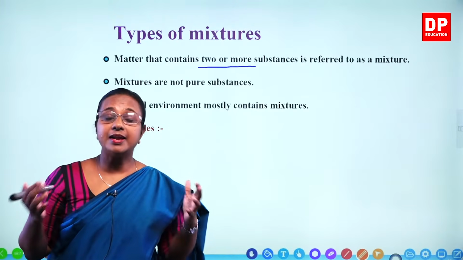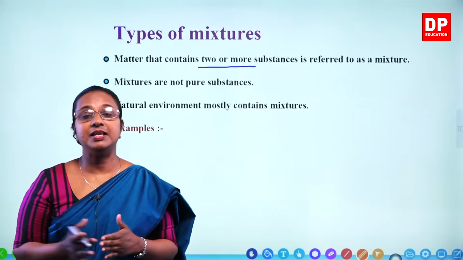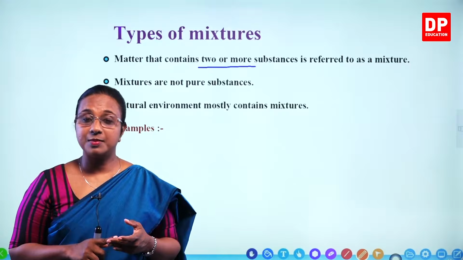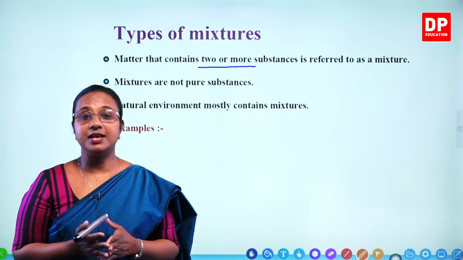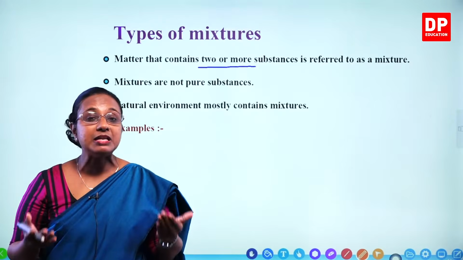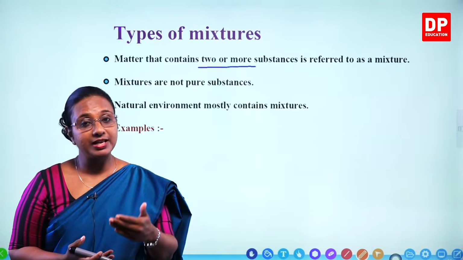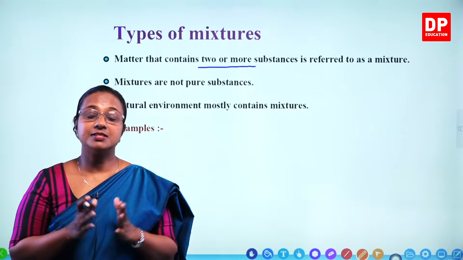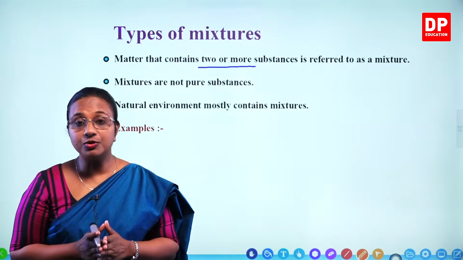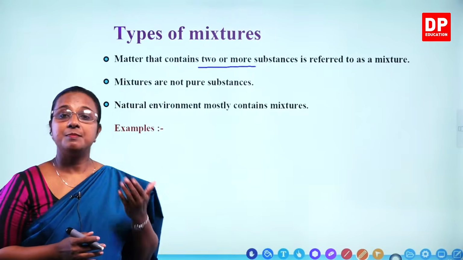Why? If we take the atmospheric air, although we refer to it as air, it contains many gases. Nitrogen, oxygen, carbon dioxide, water vapor, and many other gases. You take the soil. Soil has many minerals in it. It has sand, it has clay, it has soil water, soil air. So, that contains more than one substance. Therefore, it is not a pure substance. And the natural environment mostly contains mixtures.